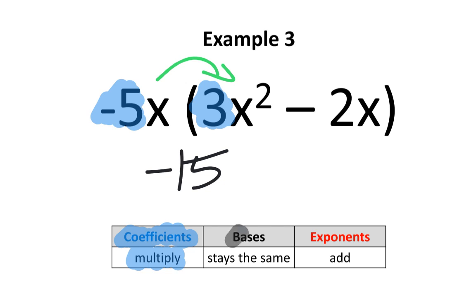Next, you want to take a look at the bases. The base of this term is the variable of x, and the base of this term is also the variable of x. Bases stay the same. Therefore, that variable of x is going to stay x.